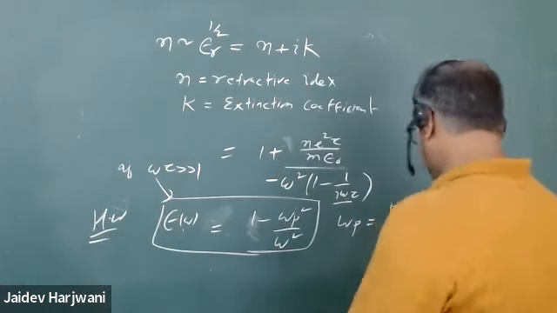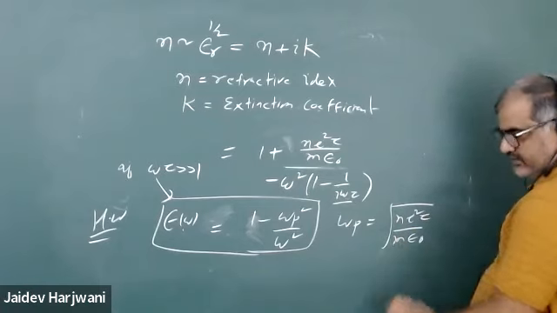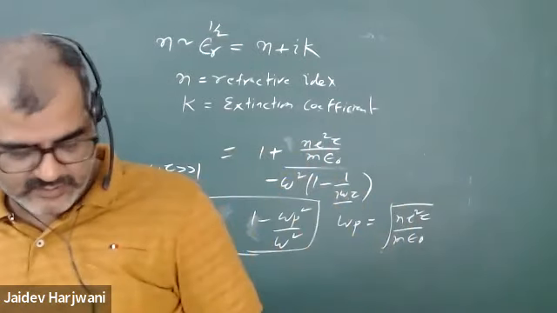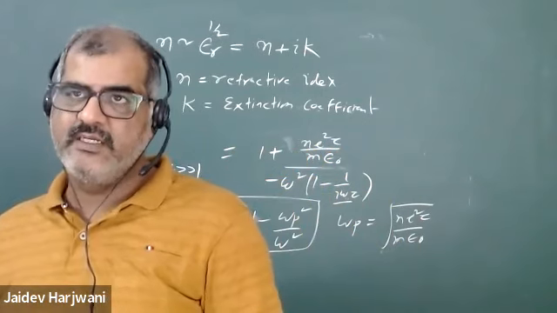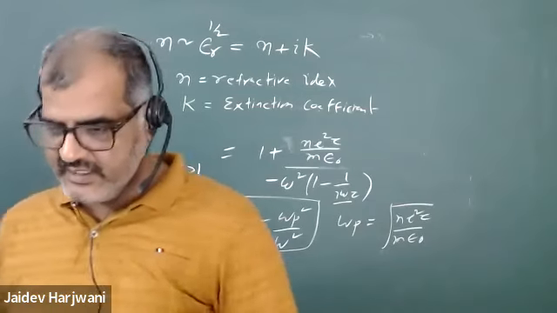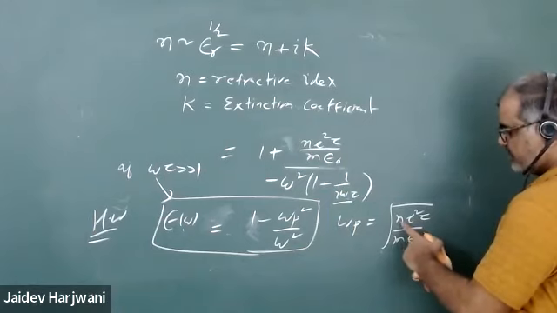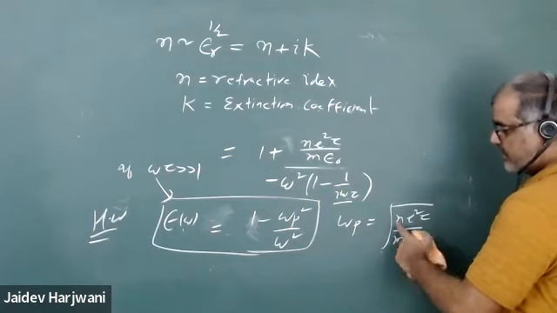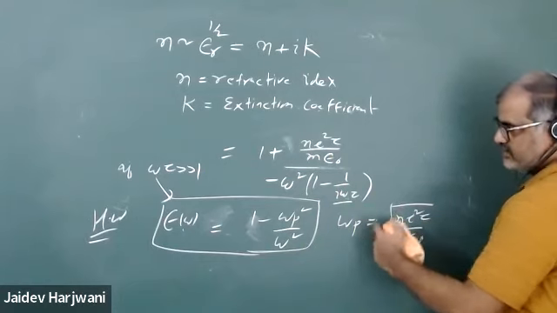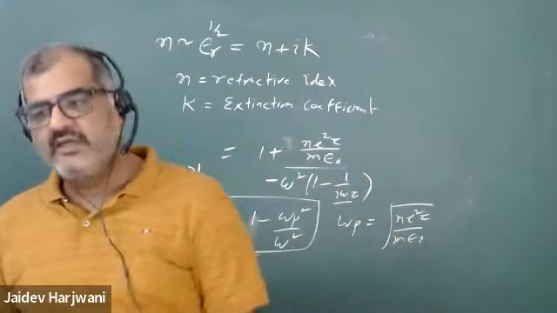What is plasma frequency, sir? The plasma frequency is basically a boundary. Like the Debye temperature is the boundary I told you about, which tells you when it is high temperature and when it is low temperature. Similarly, this value depends on the concentration of charge carriers. Because it has the unit of frequency, this quantity is called your plasma frequency.